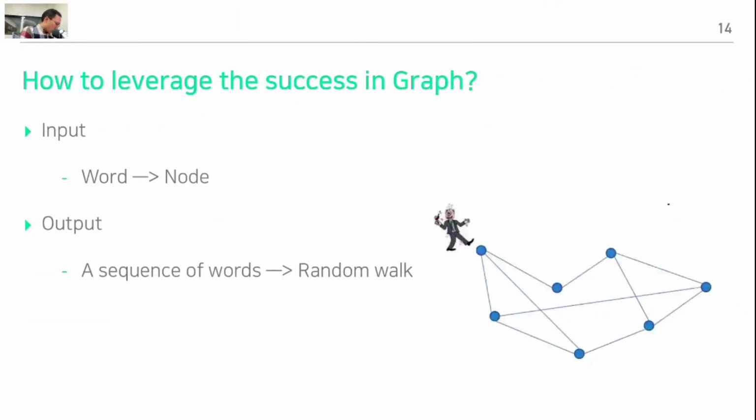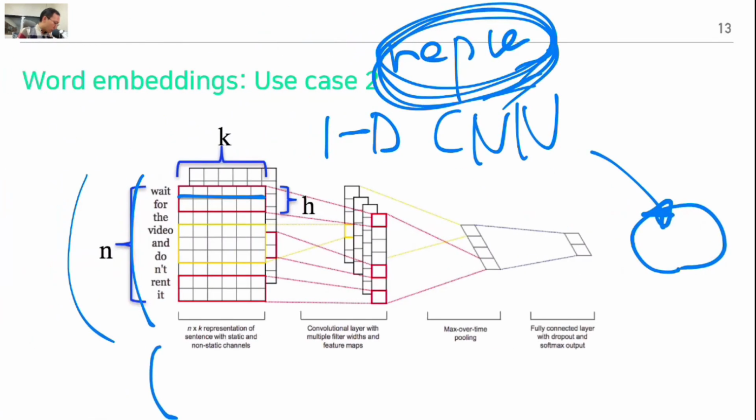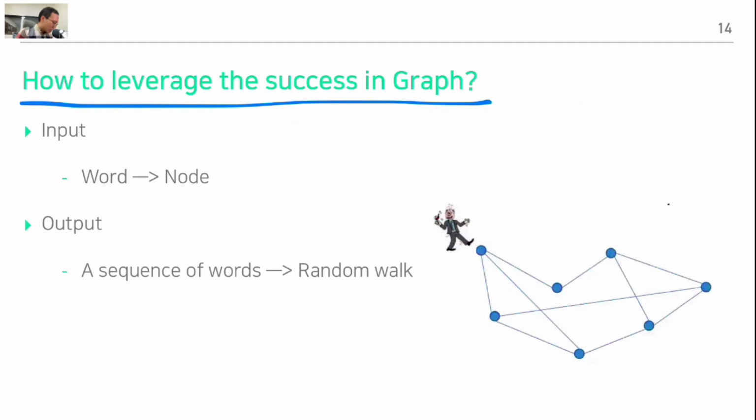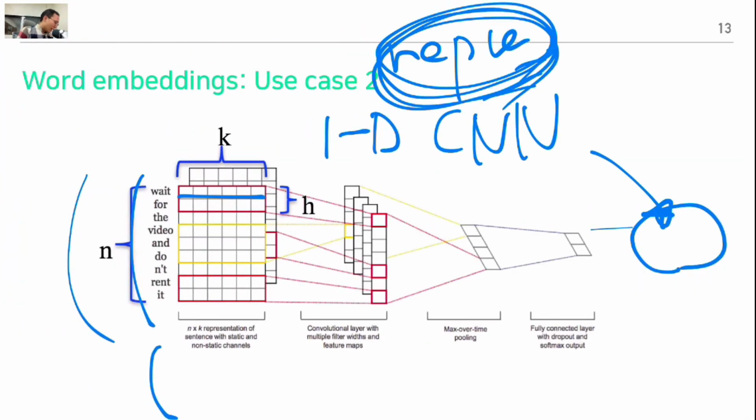So here's our question again. So how to leverage the success, specifically the word embedding success, in the graph data. But apparently we have different input, right? In the case of natural language, what is the input? They are sentences, right? It is sequentially presented, sequential information.